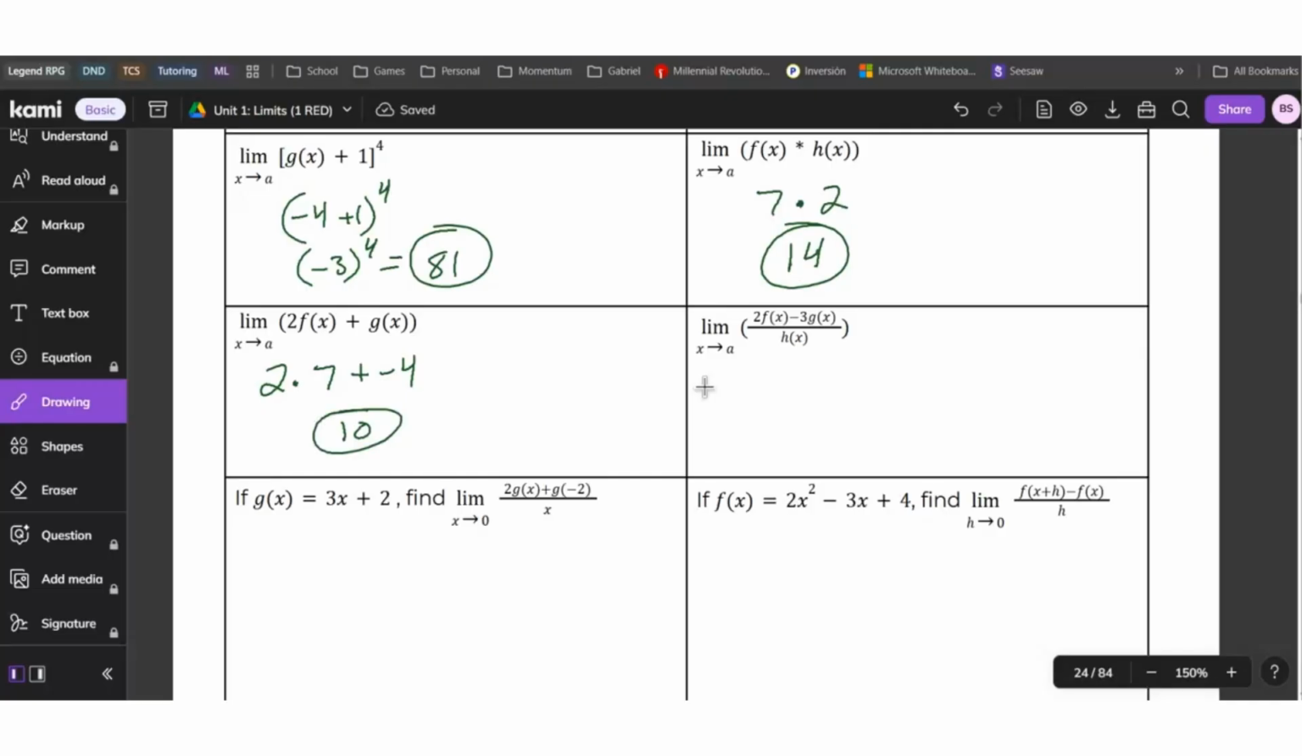Am I going too fast or is it okay? We're good? All right, now this one's definitely a little bit trickier. So 2 times the limit of f of x was 7, minus 3 times the limit of g of x is -4, over h of x, which was 2, I believe. So what am I going to get here? 14 plus 12, 26 over 2 is, yes, 13.